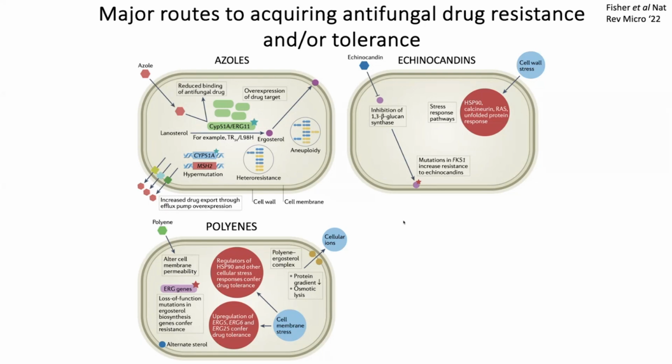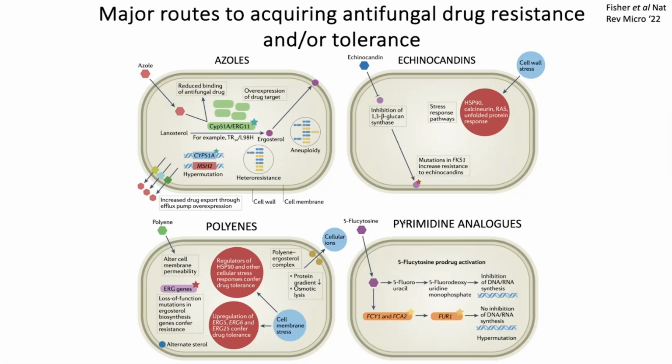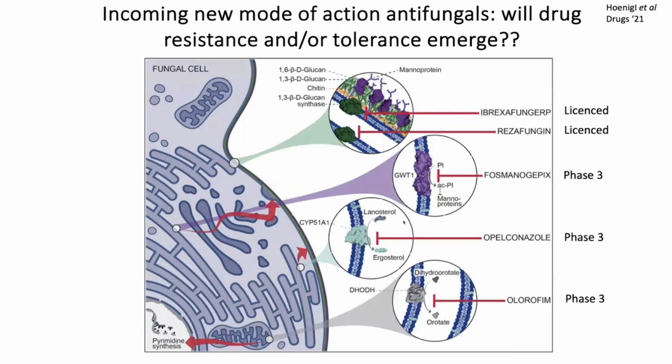But resistance is very hard to evolve with amphotericin, so less of a problem there. And flucytosine, these are the pyrimidine analogs. They actually inhibit DNA and RNA synthesis, and again there are mutations and polymorphisms that we can track and trace. So broadly, that's where we are with understanding resistance to our current armamentarium of 4 classes of antifungals. But then we've got these wonderful new mode of action classes, the charge really being led by olorofim and fosmanogepix, both in late phase 3 trials.